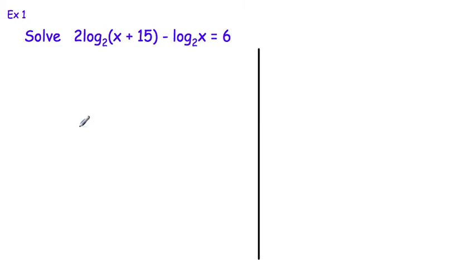Now let's solve some A-level problems. Solve 2 log x plus 15 minus log x equals 6, both logarithms to the base 2. And in these kind of problems, the logarithms will always be to the same base. Now we can't collect logarithms together when we've got different amounts of the two logarithms. So what I want to do first is take the 2 inside the log. So using the third law, 2 log x plus 15 is the same as the log of x plus 15 squared.